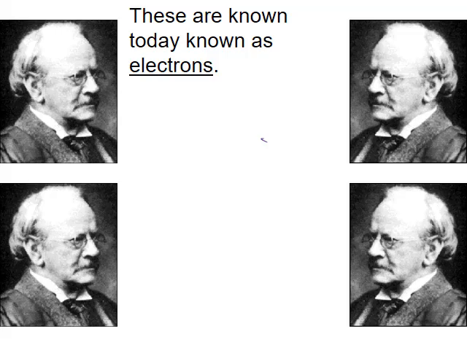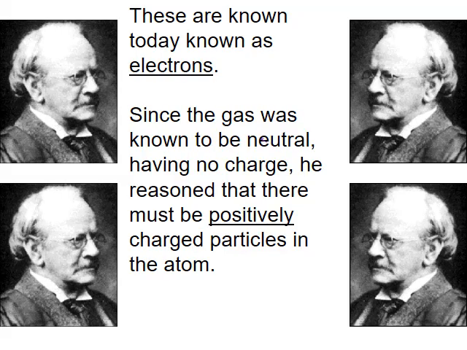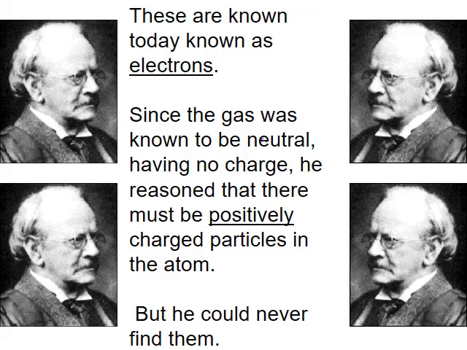So today we know those as electrons. So he knew they were electrons. He knew there was something smaller, but he also still knew that the atoms were neutral, or the gas was neutral. So these electrons were coming from inside the atom, and they were negative, so they had to be coming from somewhere. But if the gas was neutral, that meant there had to be something positive in the atom to counteract it. But he couldn't figure out what, and he could never find it.